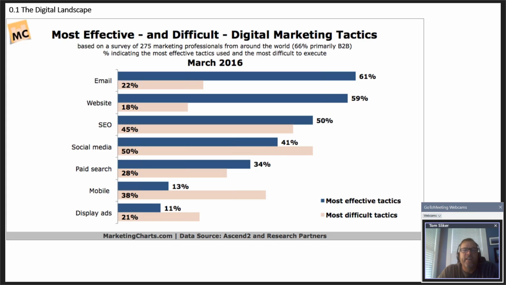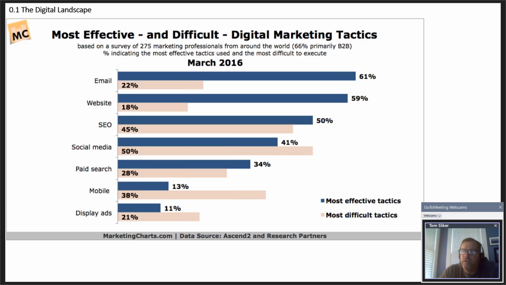And this shows that email marketing, when compared to other digital marketing tactics, 61% say it's effective and 22% say easy. So this is not the easiest thing to do, but it is one of the most effective things you can do.